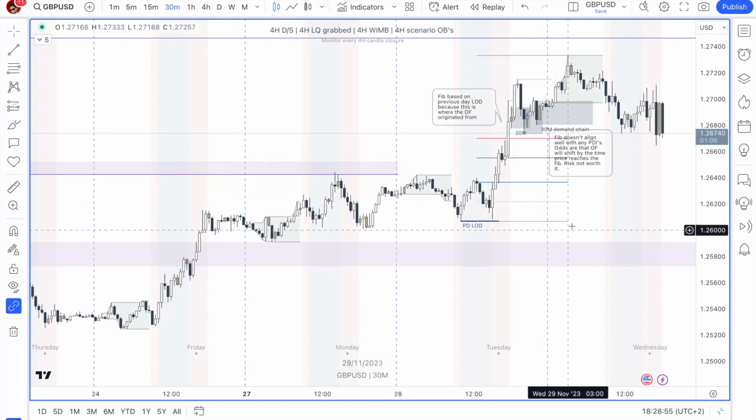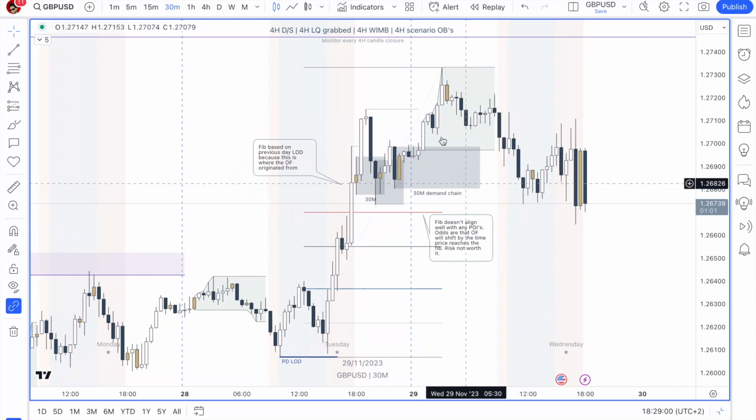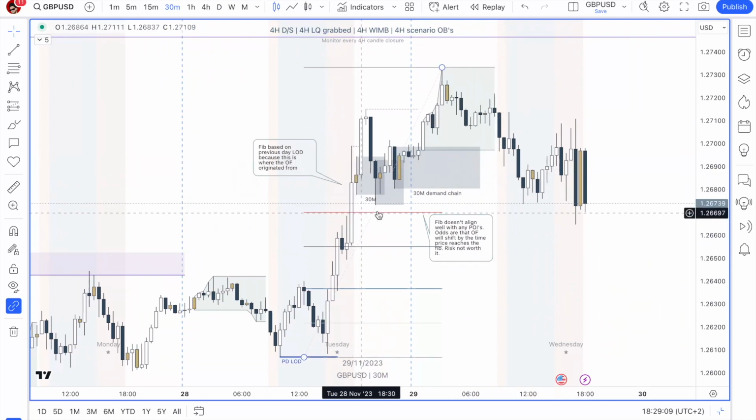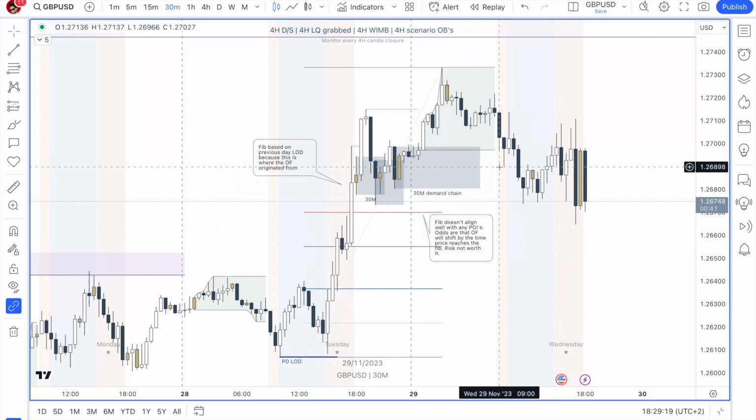So, like I said, in a momentum scenario like this, we have reasons to both long and short. There was this nice 30-minute demand chain, potentially providing support for a new low of the day. However, what you can then see is none of the FOB levels, especially the 38.6 level, which I generally like, aligned with my POI for a London-based entry. However, even though that was the case, it didn't negate the fact that this is a new low of the day.